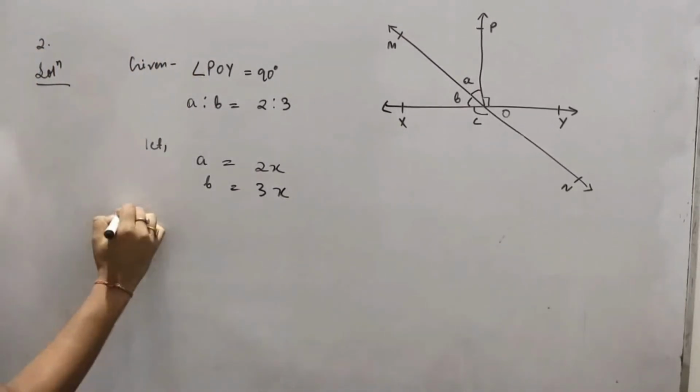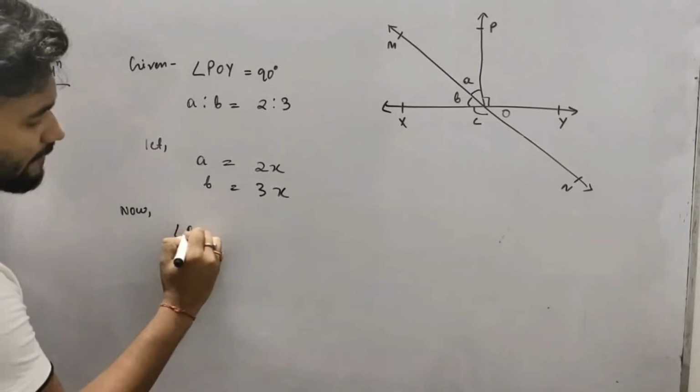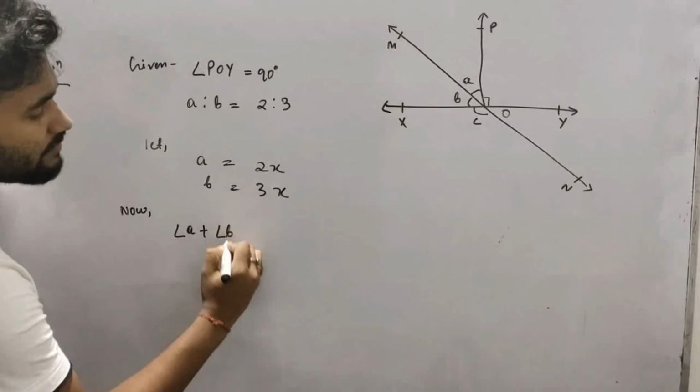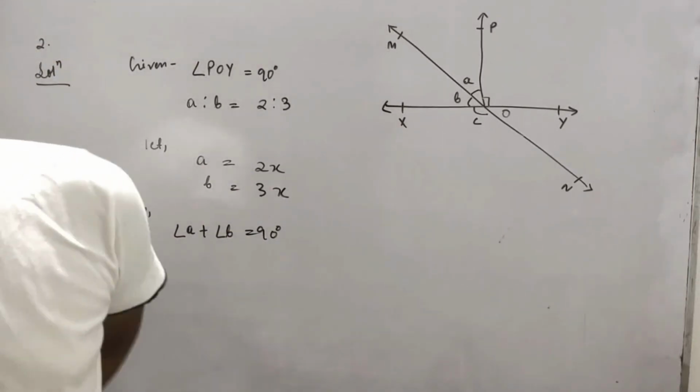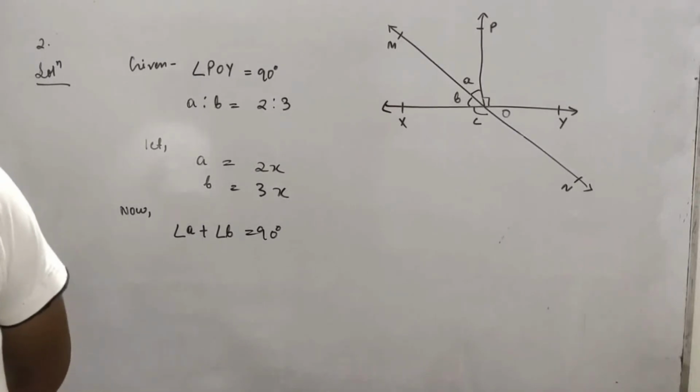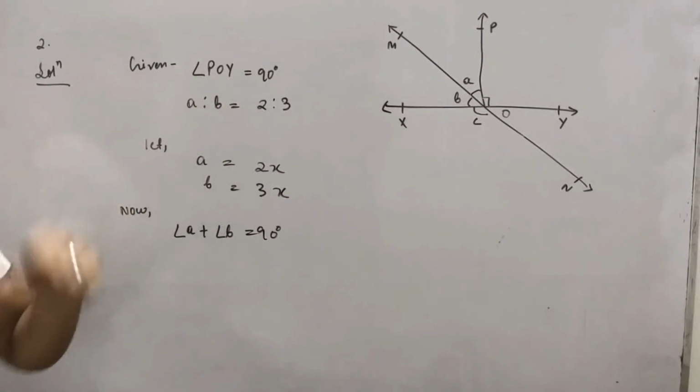So now we will write: angle A plus angle B will be equal to 90 degrees. What reason can you put for A plus B equal to 90 degrees? You can say it is given. No, it is given that angle POY is 90 degrees.